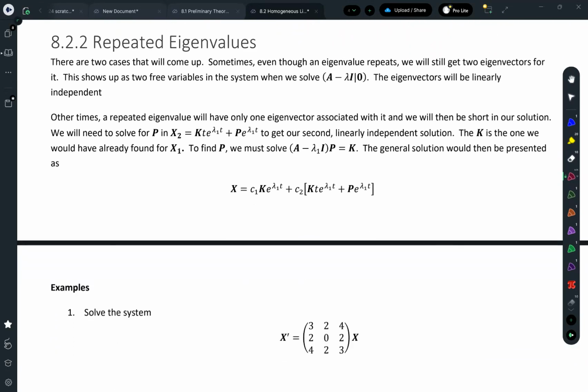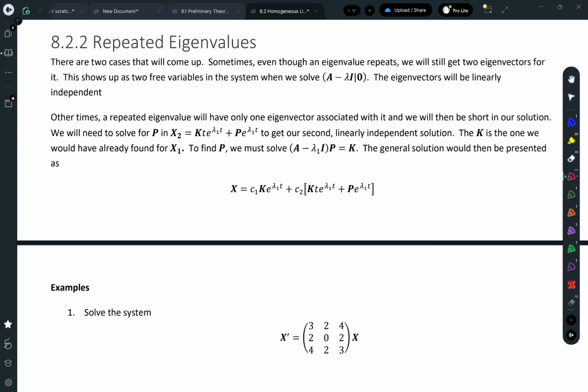There are two cases that are going to come up. Sometimes, even though an eigenvalue repeats, we still get two eigenvectors for it. And the way that shows up is we get two rows of zeros, or two free variables in the system when we solve A minus lambda I set equal to 0. And those eigenvectors will be linearly independent. And that's like the case that we hope for. We want it to be such that if lambda 1 repeats itself twice, we get two rows of zeros for two free variables, and that helps us get our two linearly independent eigenvectors.